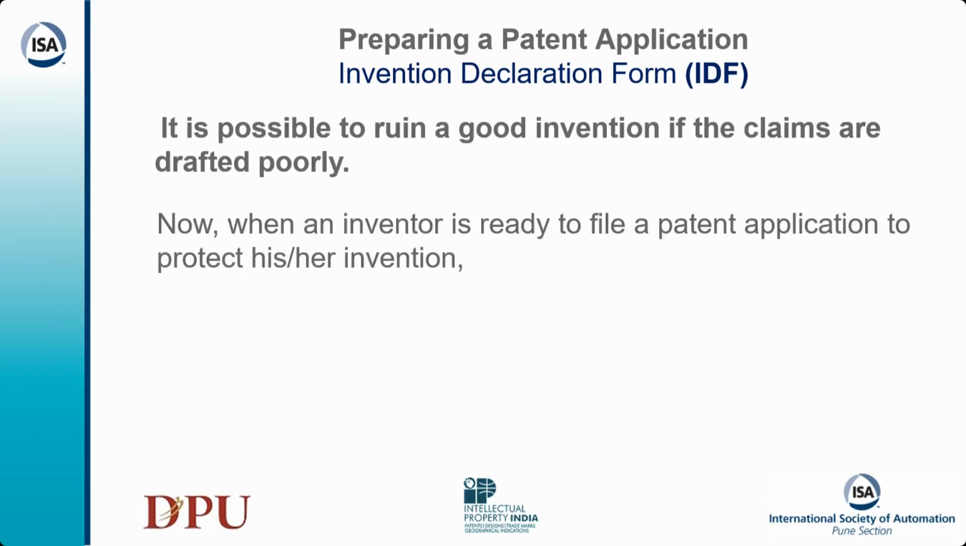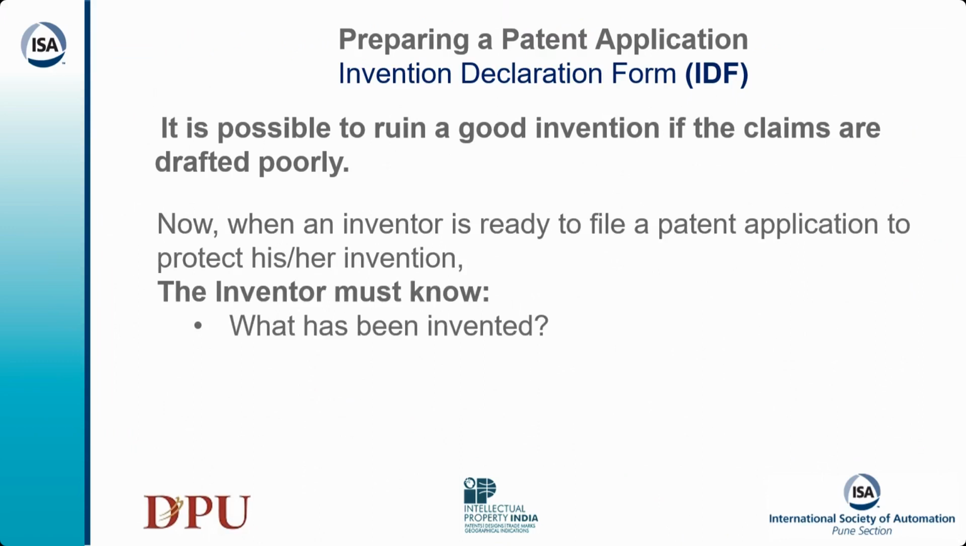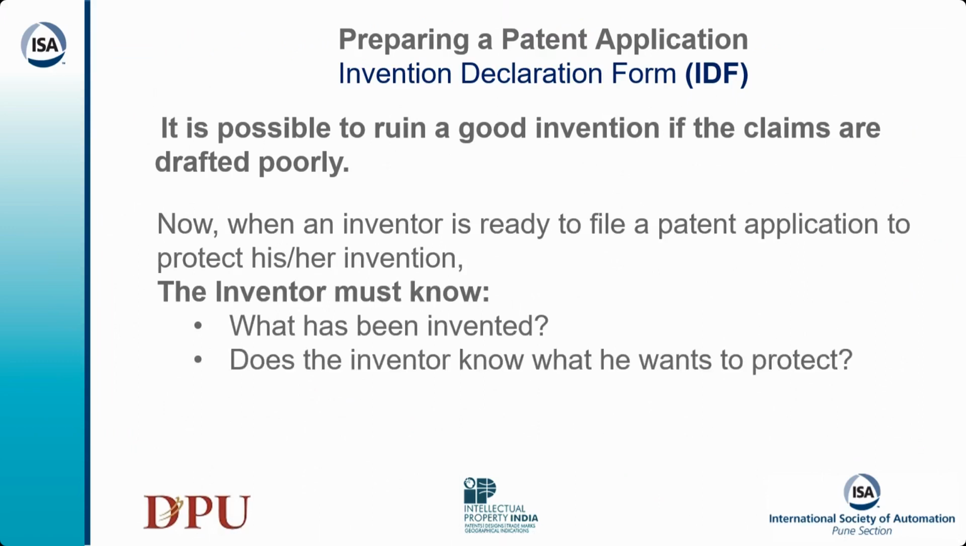Now, when an inventor is ready to file the patent application to protect the invention, the inventor must know what has been invented. That is very important. Second, does the inventor know what he wants to protect? As an inventor, you should know what protection you are claiming. This is important. Just inventing something is not sufficient. So for that, we have to understand what claims, or what he wants to protect, as an inventor.